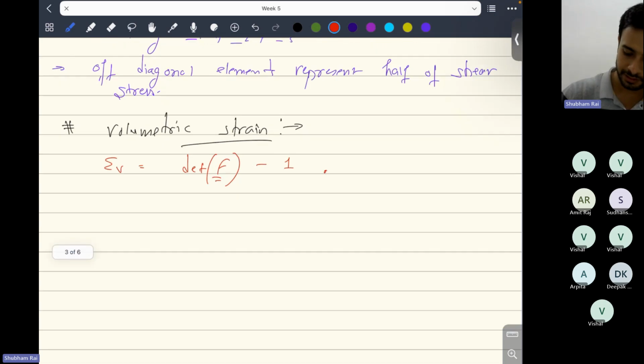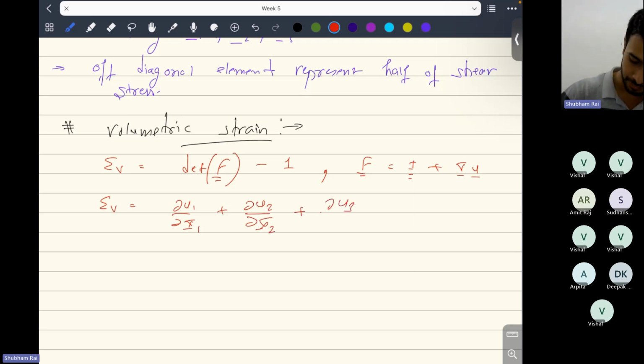And the deformation gradient tensor is given by the identity tensor, or identity matrix, plus the displacement gradient tensor, that is, grad of u. If you expand all this, you'll get del u1 by del x1 plus del u2 by del x2 plus del u3 by del x3. So this will be your volumetric strain. You can write it like this also.